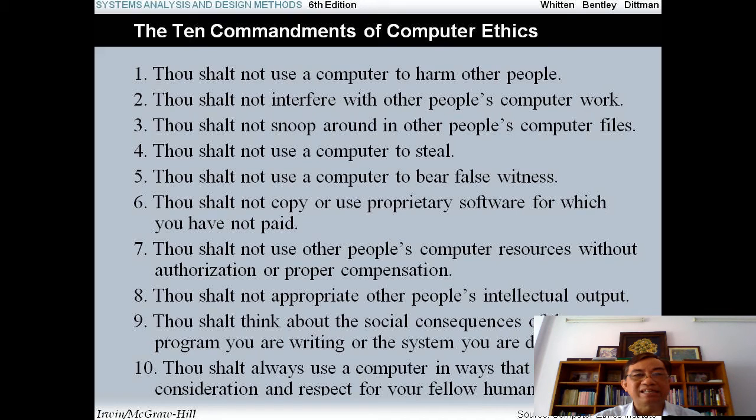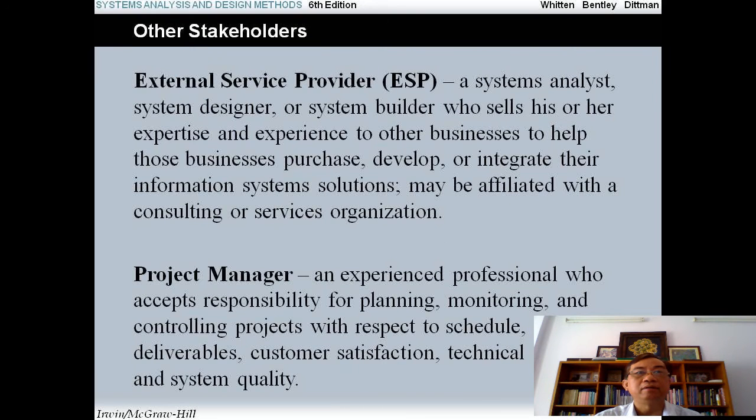And thou shalt think about the social consequences of the program you are writing or the system you are designing. Thou shalt always use a computer in ways that ensure consideration and respect for your fellow human.